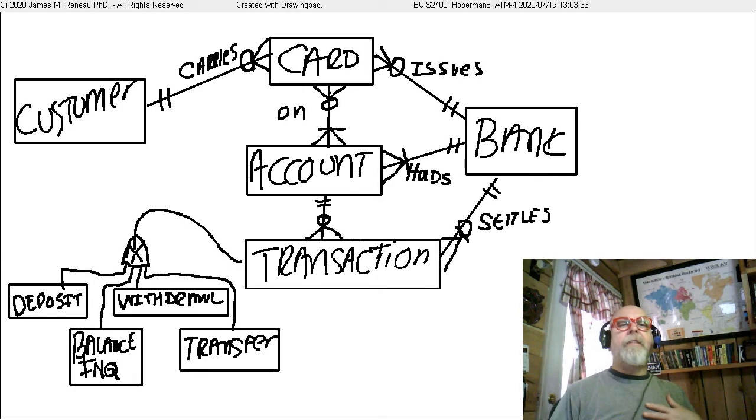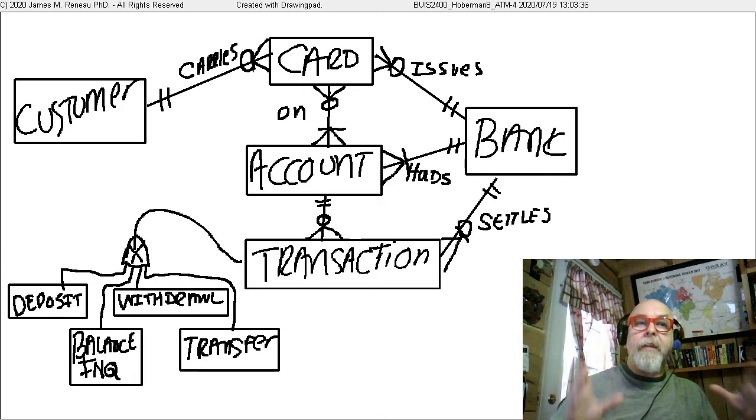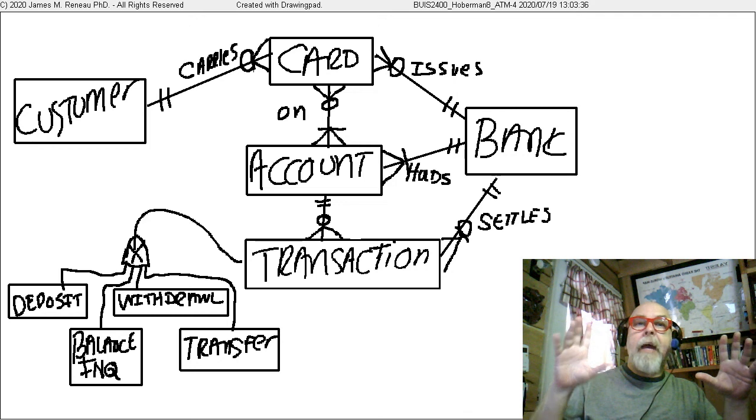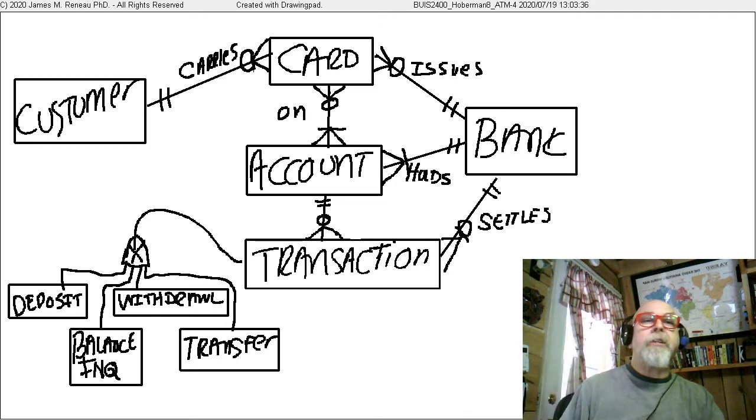So I took that previous entity, that previous subject area model, SAM, and have added a specialization hierarchy for the different types of transactions, just because, well, there are different types of transactions: the deposit transaction, the withdrawal transaction, the balance inquiry transaction, and the transfer transaction. Are there other transactions you can do on an ATM machine? On some, yeah. But this is just a good example of what's possible.